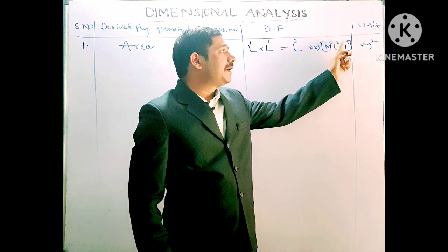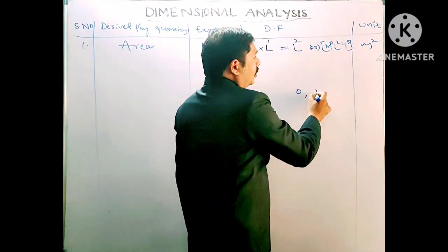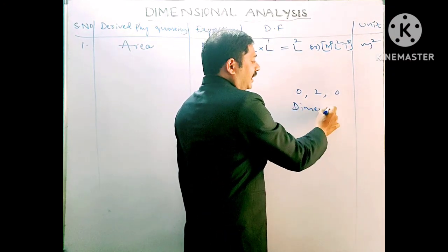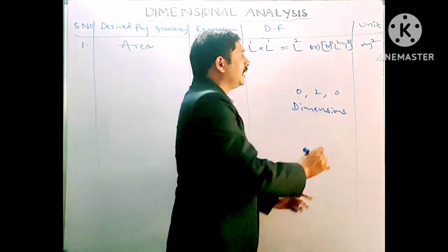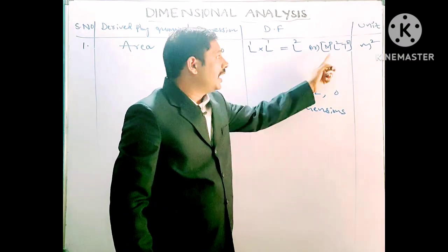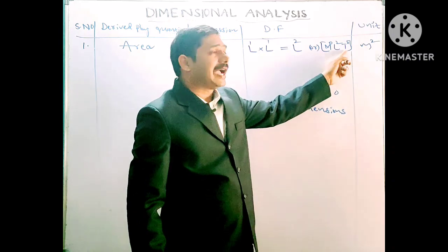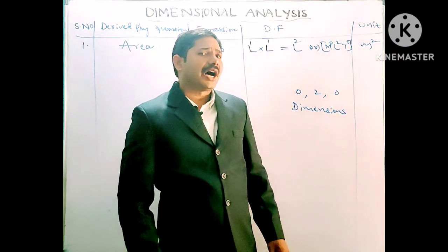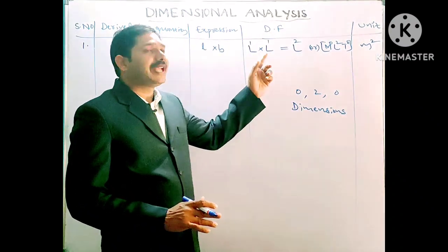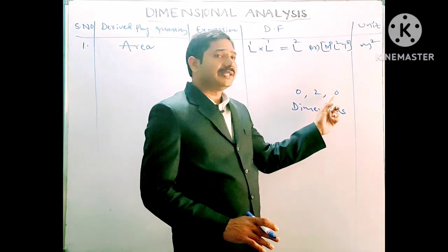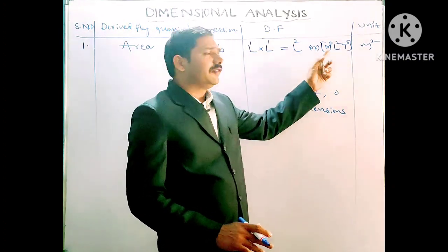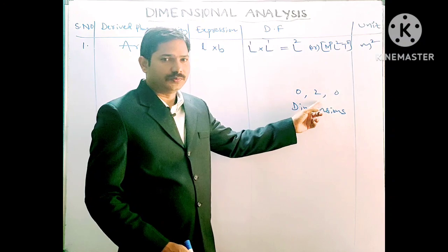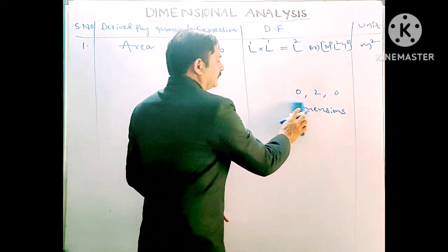Here observe, these powers 0, 2 and 0 are called dimensions. That means here the mass dimension is 0, the length dimension is 2, and the time dimension is 0. In an examination they can ask: what is the dimension of time in the area formula? The time dimension is 0. If they ask what is the length dimension in area, that is 2. So these are called dimensions.